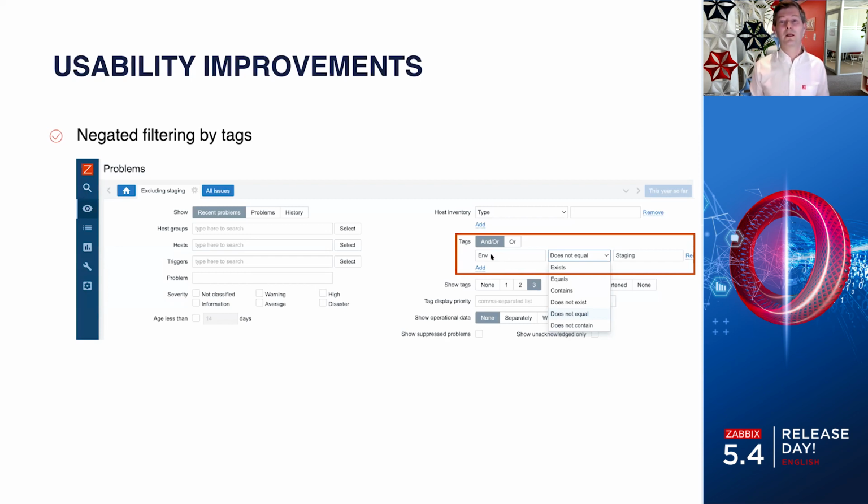So I define a condition like tag environment does not equal staging. I can save it. Remember, we can save it as a new view, like excluding staging, and that's it. So I think it's very, very nice, and again, a highly anticipated feature.